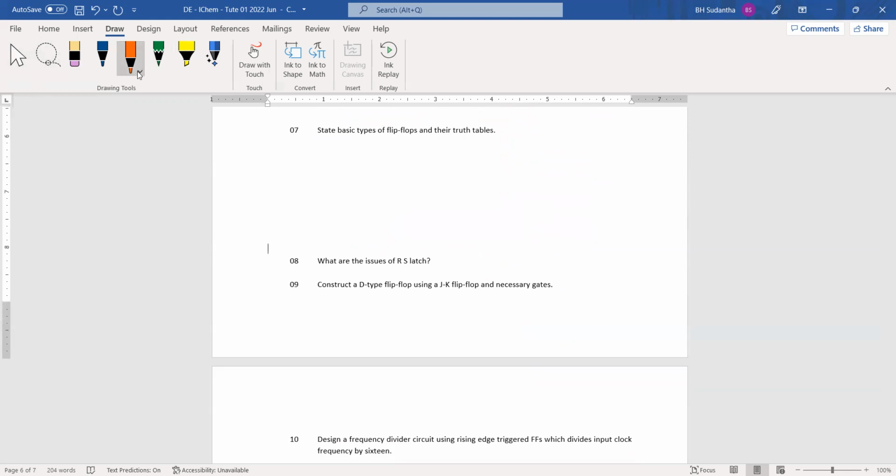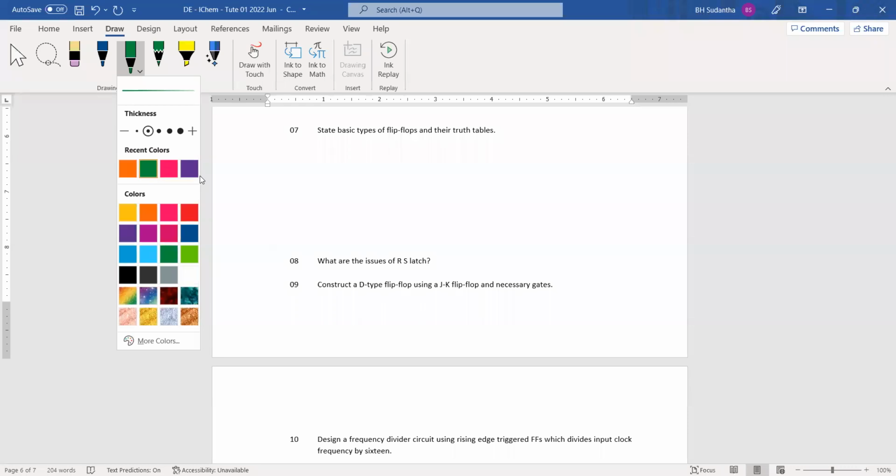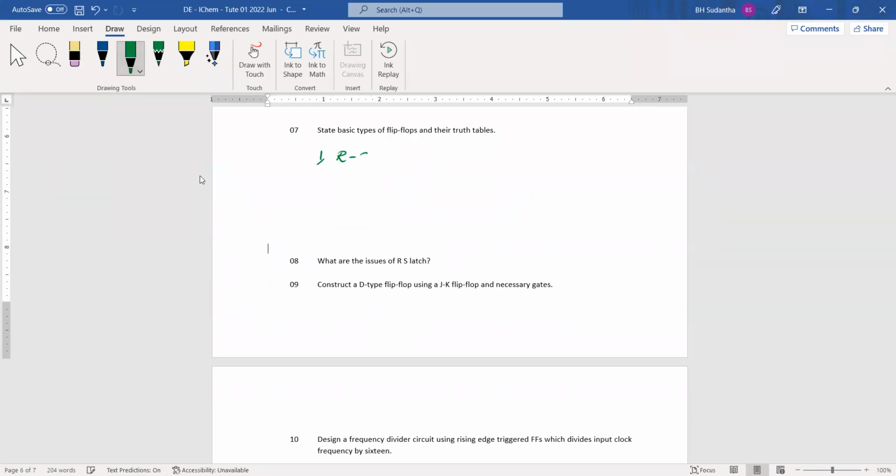And what are the flip-flop types we have? We have this latch, clocked RS flip-flop, JK flip-flop, and D-type flip-flop.